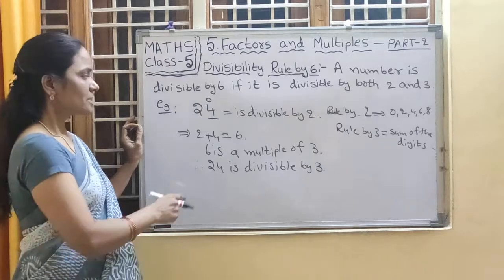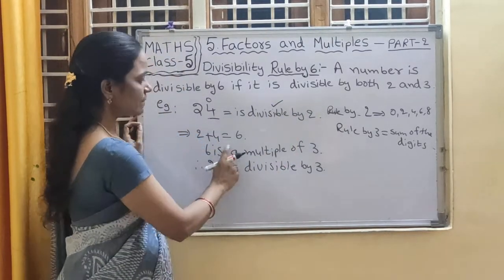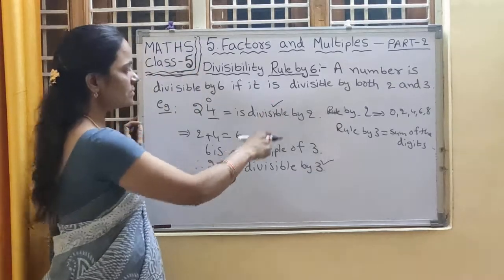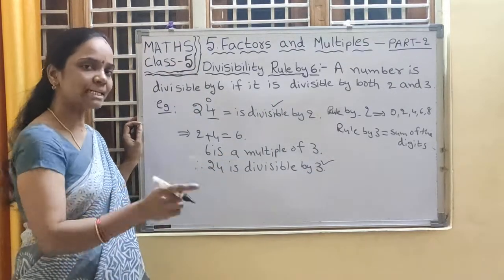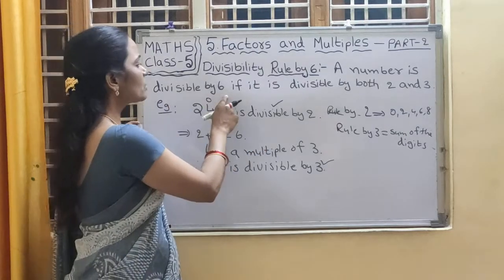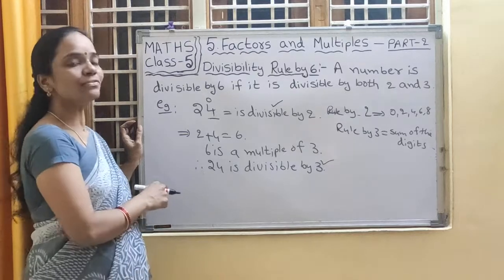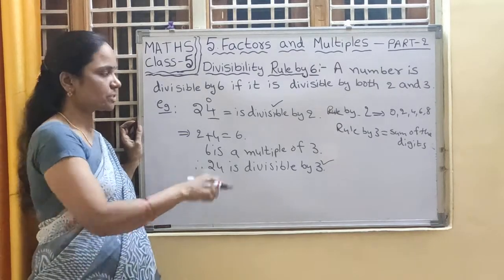Understood, children? So the given number is divisible by 2 and the given number is divisible by 3. So the given number is completely divisible by 6. What is the divisibility rule by 6? A number is divisible by 6 if it is divisible by both 2 and 3. So here 24 is divisible by both the numbers 2 and 3.